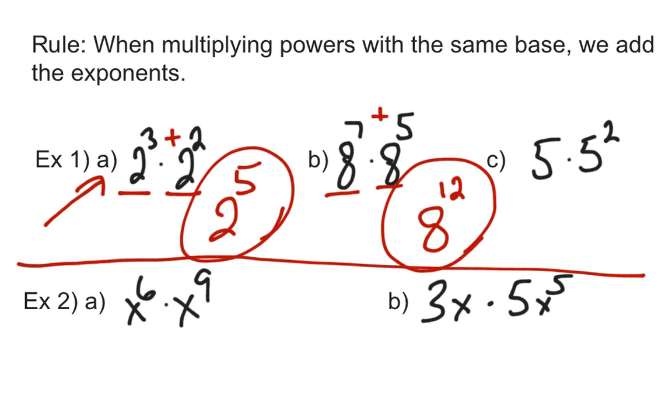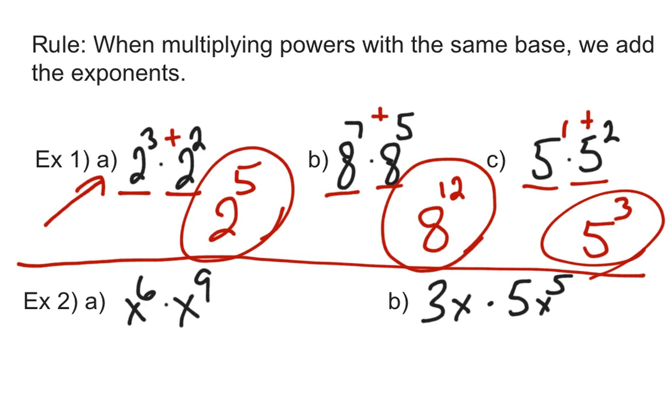Okay, part C, 5 times 5 to the 2nd power. Hopefully we all remember this first 5 here, even though there's no exponent, we should know that there's always an exponent of 1 if nothing's showing. So now my bases are the same, so it's going to be 5 to some power. I add the 1 plus 2, which gives me 5 to the third power. Okay? Example 2, go ahead, try part A on your own. Shouldn't be any different with variables.